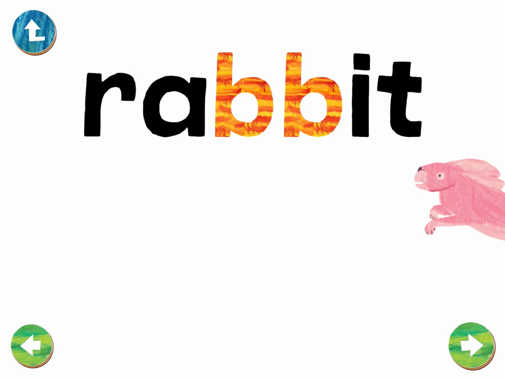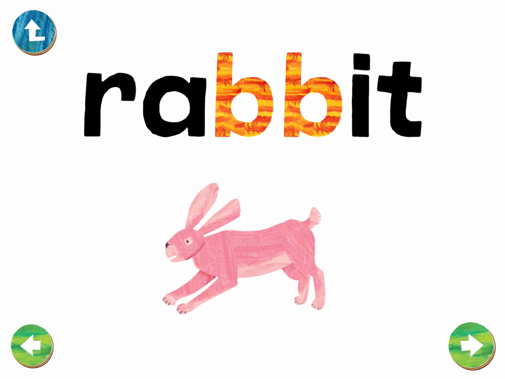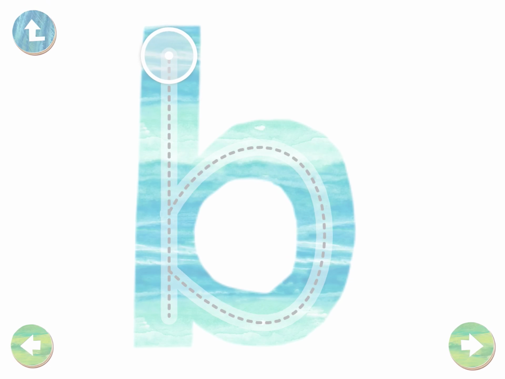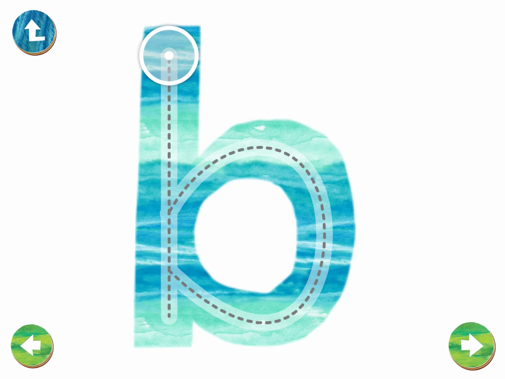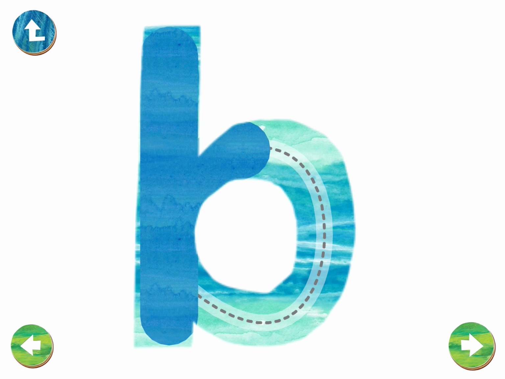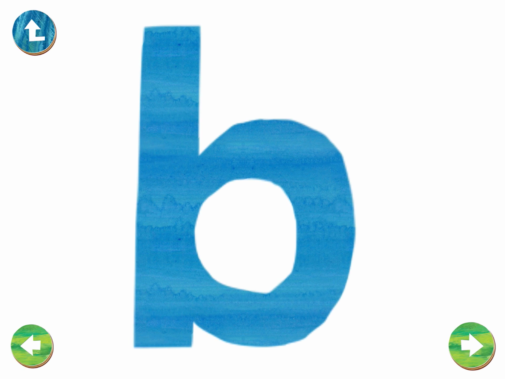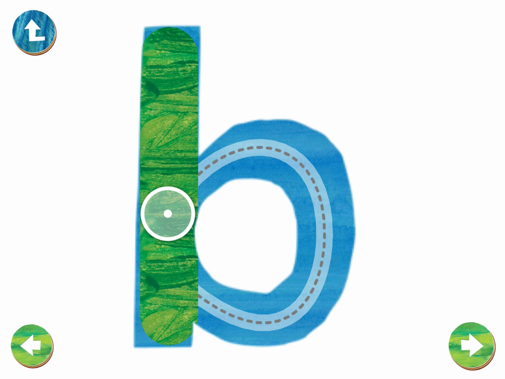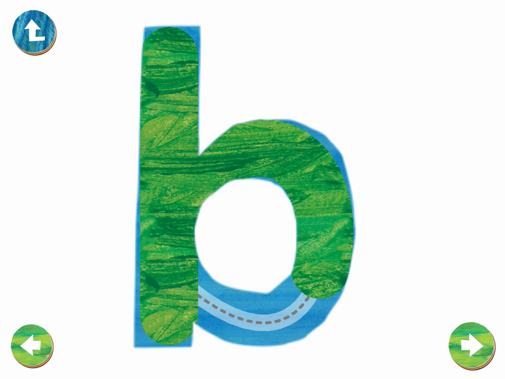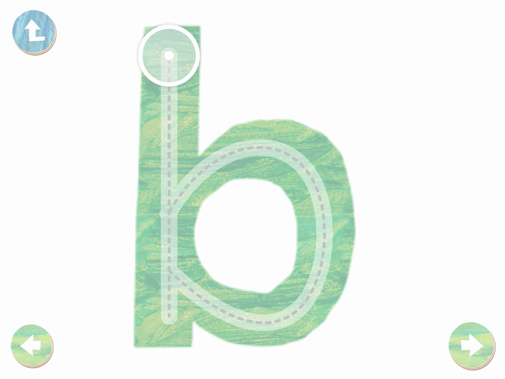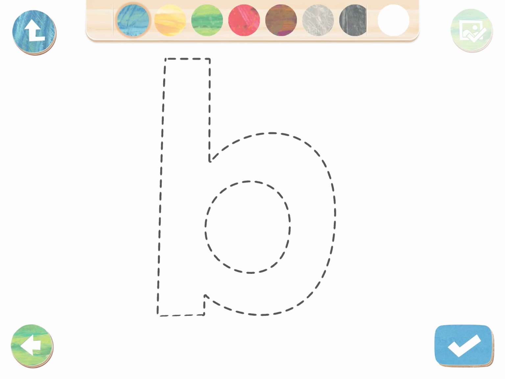B is in the word rabbit. How many B's can you see? Trace the letter B with your finger. Color the letter any way you like.